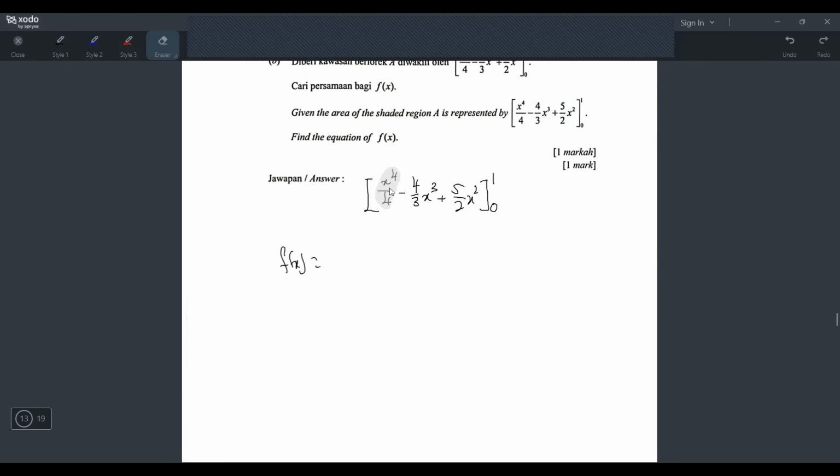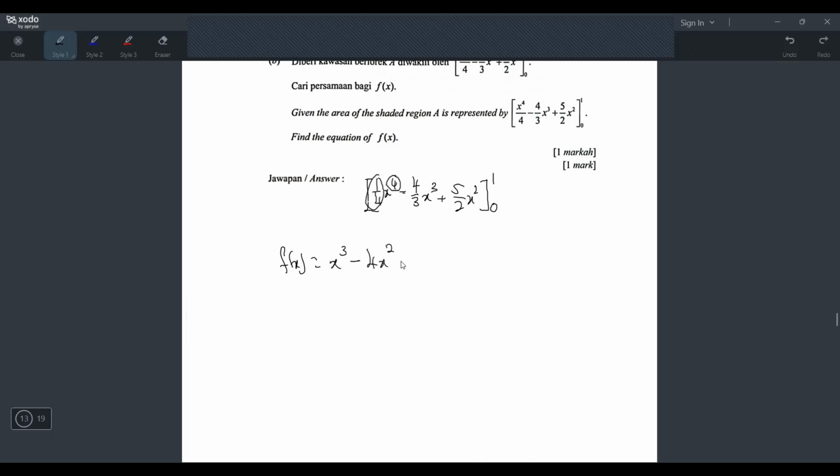But before that, I will write this a little bit differently. X power 4 over 4 is actually 1/4 x power 4, right? It's the same thing, but I write it like this because it's easier to differentiate. So you take the power times the number and then power minus 1. So 4 times 1/4 is 1, so it'll be x power 3. I just differentiate. And then minus, here also minus. Same thing here, I differentiate this. 3 times 4/3, the 3 cancels. Left with 4.